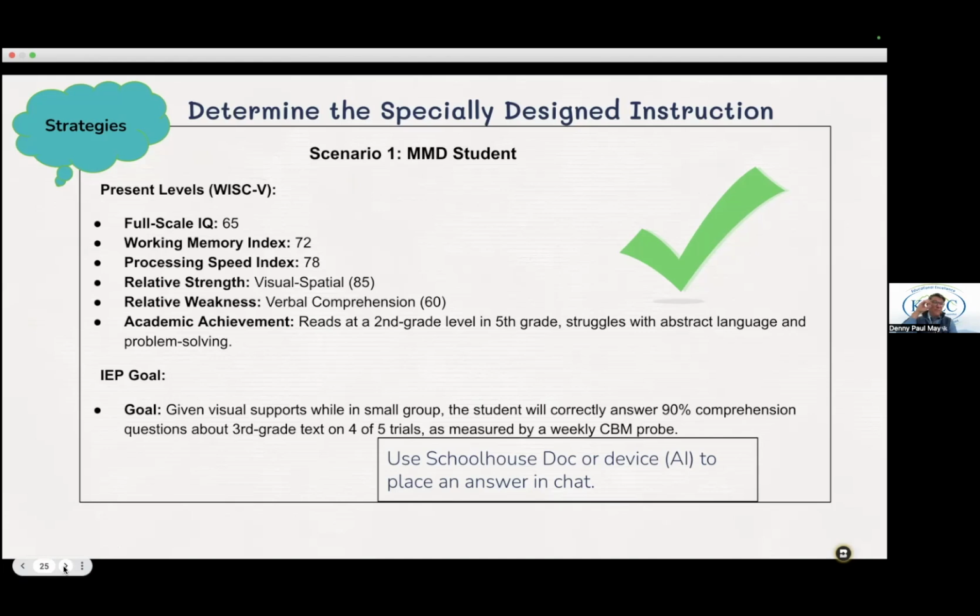They may need some adaptable things too, like some highlighting, and that pre-teaching of vocabulary I think is huge.